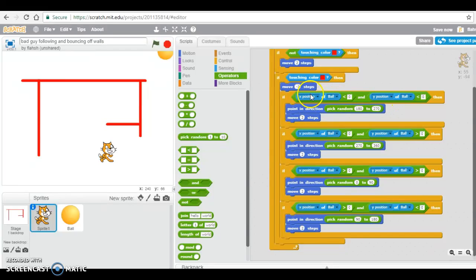So in this one I'm saying if the ball is in the lower left quadrant, I'm telling the cat now to pick a point somewhere pointing towards that lower left quadrant, between 180 and 270, and move 2 steps in that direction. If the ball is in the upper right quadrant, move towards the upper right. Upper left, same thing for upper right and lower right. Now, if the cat is following, based on the location of the ball, the cat will move towards that quadrant.